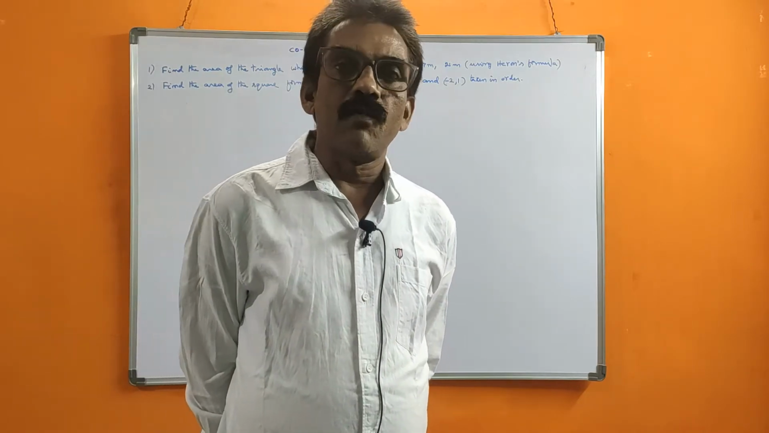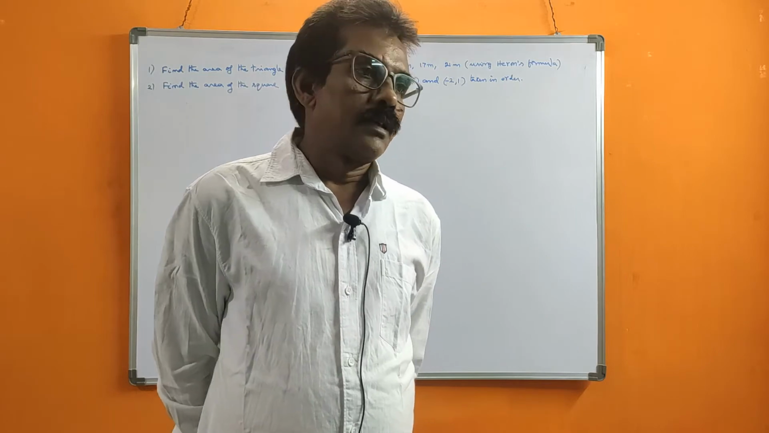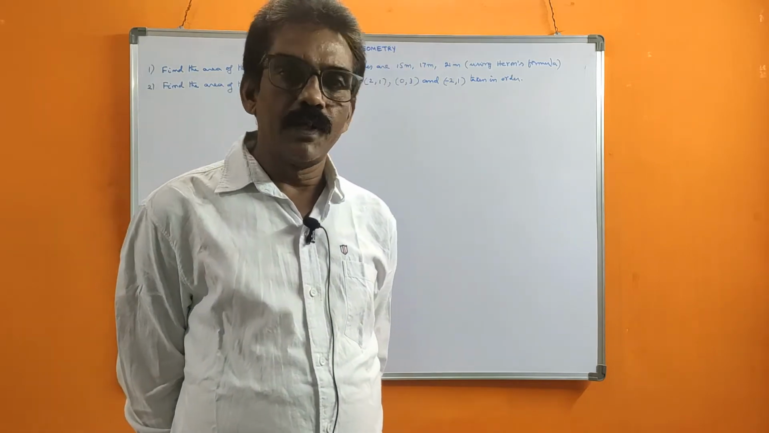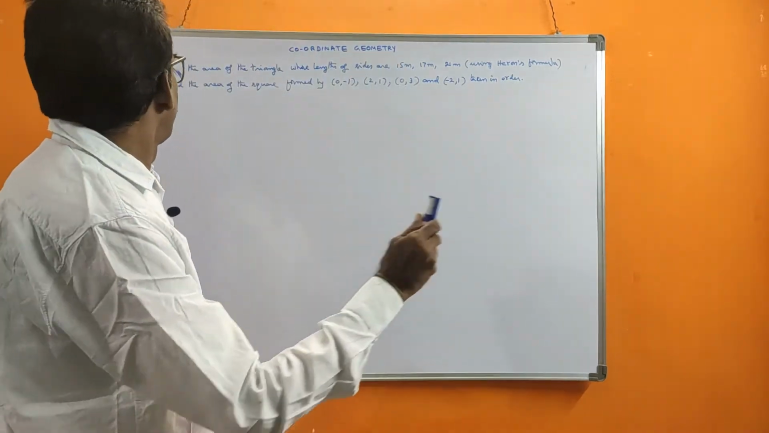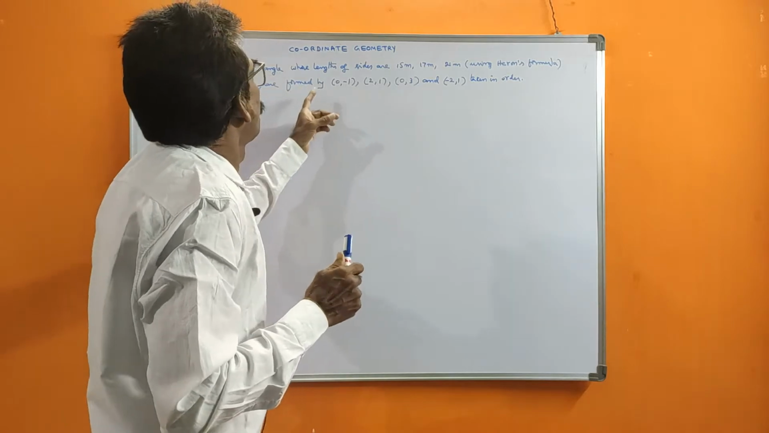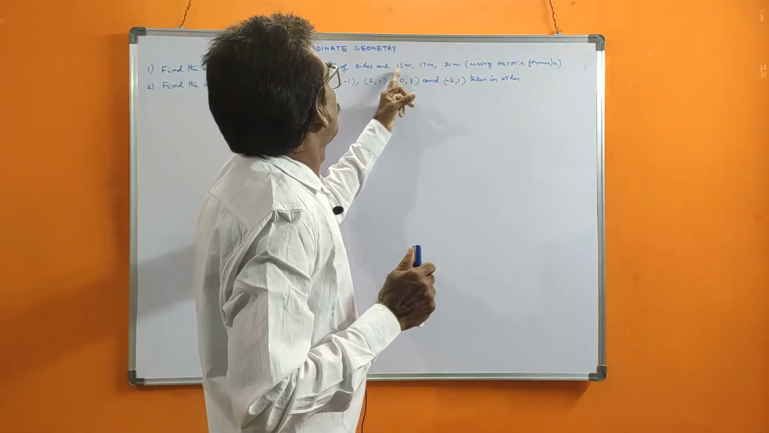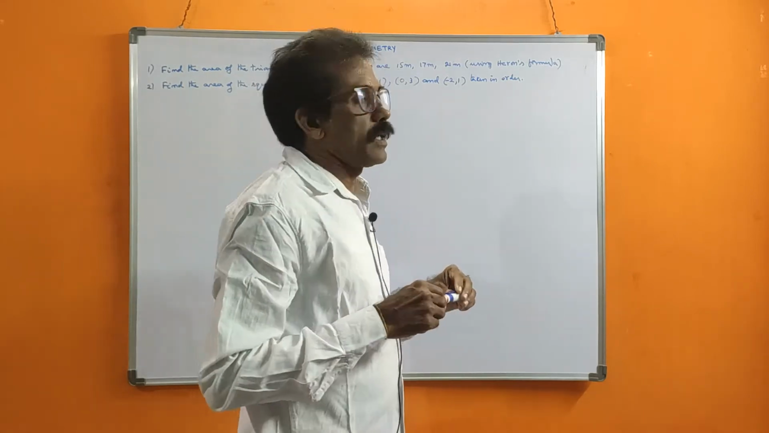In this video, I want to explain some more problems, some different models that belong to coordinate geometry. Okay, now see, the first problem is: find the area of the triangle whose lengths of sides are 15 meters, 17 meters, 21 meters using Heron's formula.